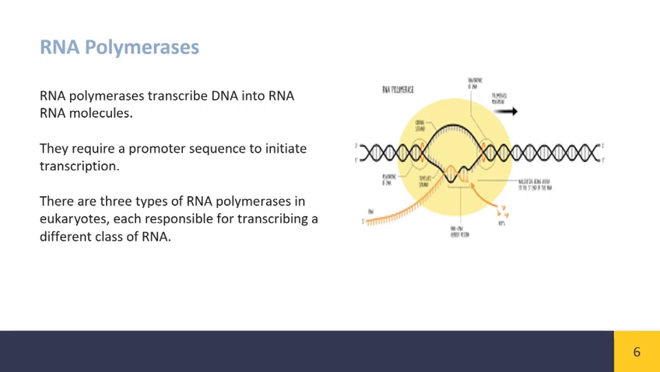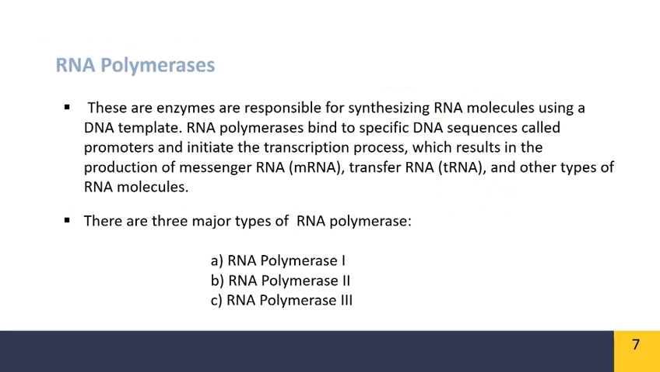Coming to the RNA polymerases, they transcribe DNA into RNA molecules. These require a promoter sequence to initiate the transcription. There are three types of RNA polymerases in eukaryotes, as in the case of DNA polymerase. Each is responsible for transcribing a different class of RNA. RNA polymerases bind to a specific sequence of DNA called the promoter and they initiate the transcription process. This ultimately results in the formation of messenger RNA, transfer RNA and other types of RNA molecules.